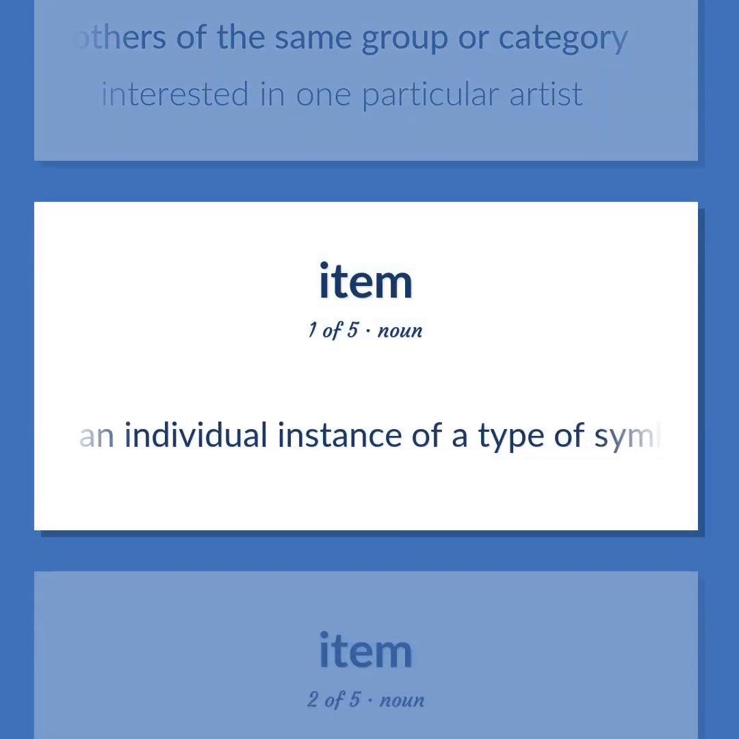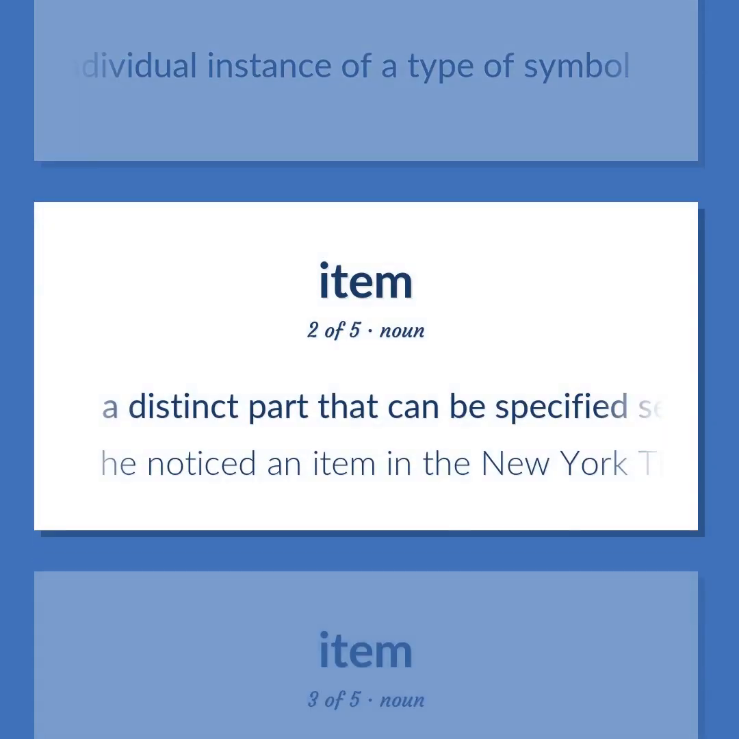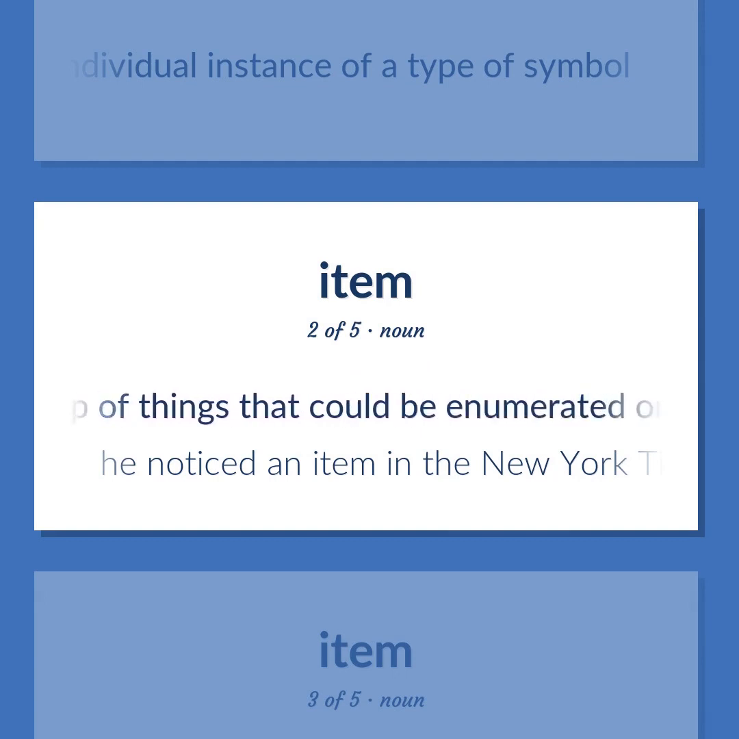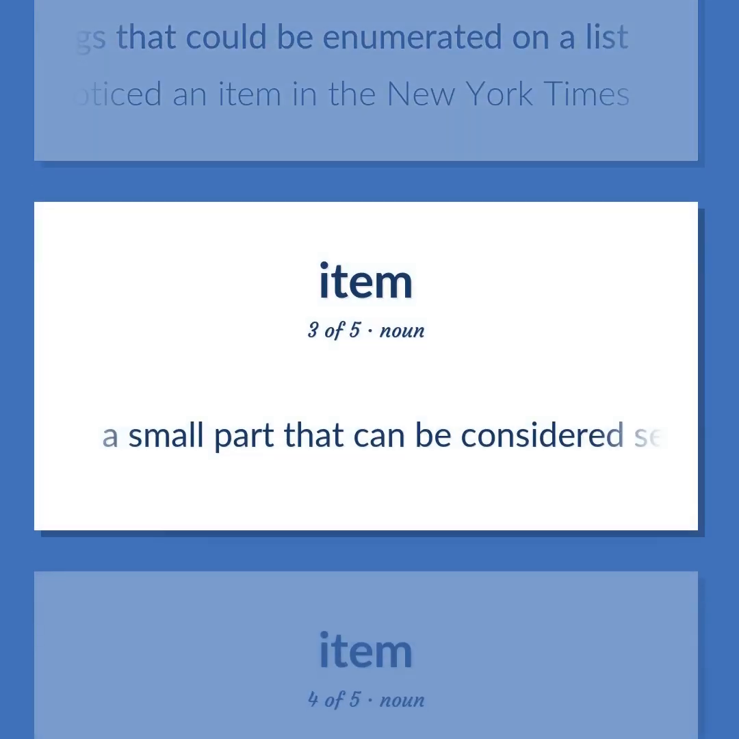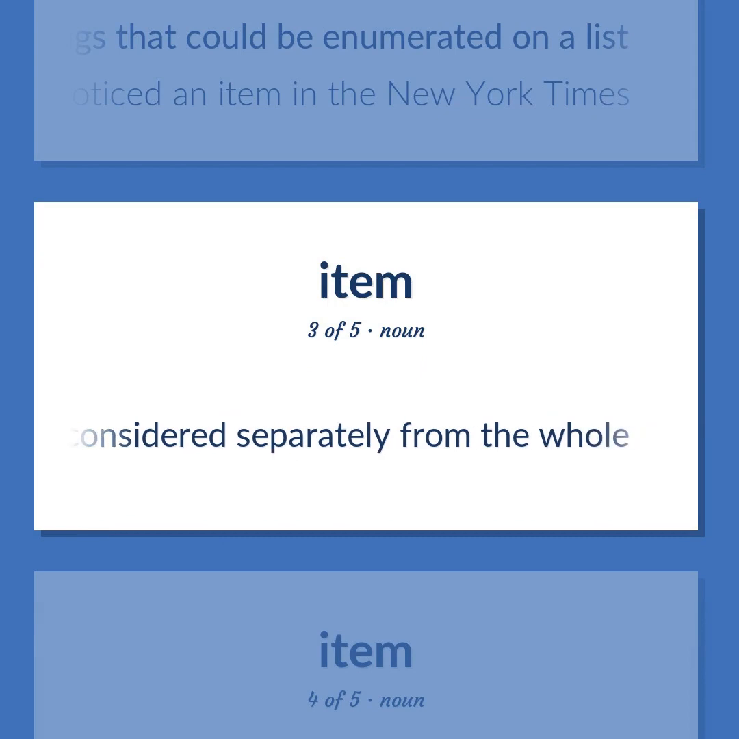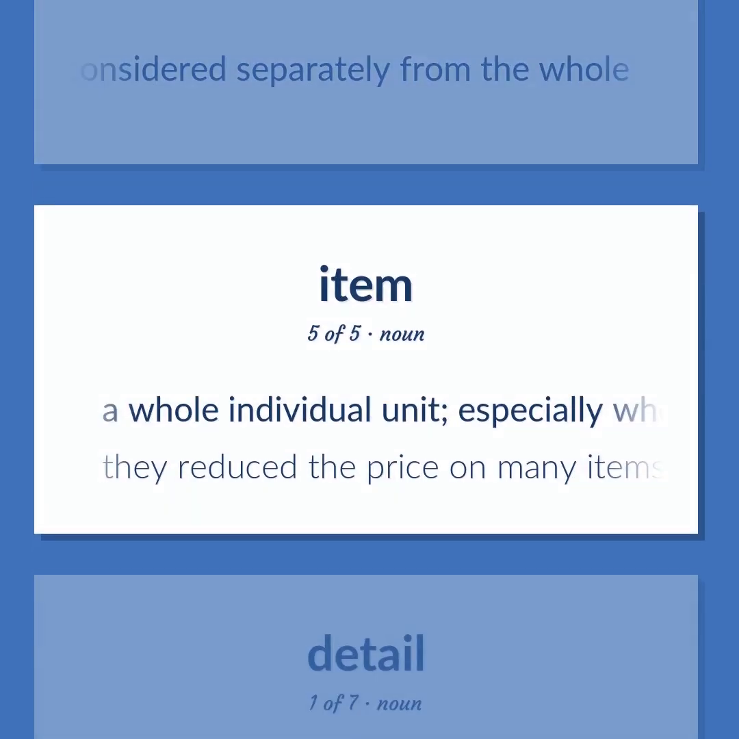An individual instance of a type of symbol. A distinct part that can be specified separately in a group of things that could be enumerated on a list. He noticed an item in the New York Times. A small part that can be considered separately from the whole. An isolated fact that is considered separately from the whole.